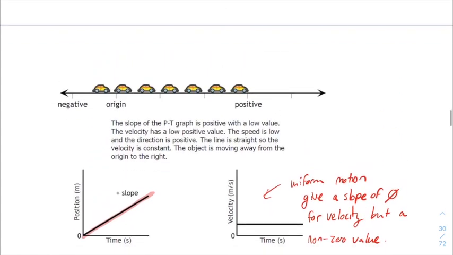So if these cars were turned around in the other direction, we would still expect that the position is changing. The graph would now be going this way, and this value would be negative because the velocity would be a steady negative value.